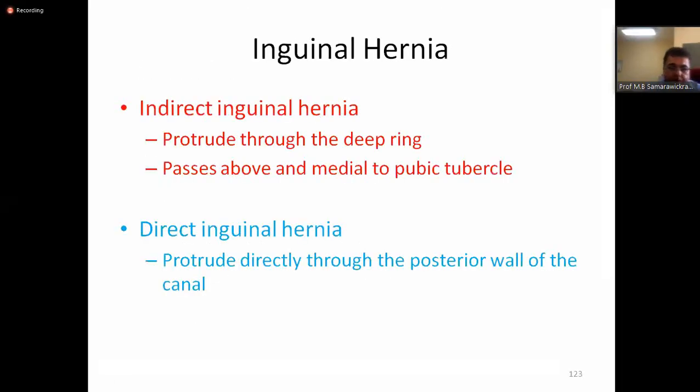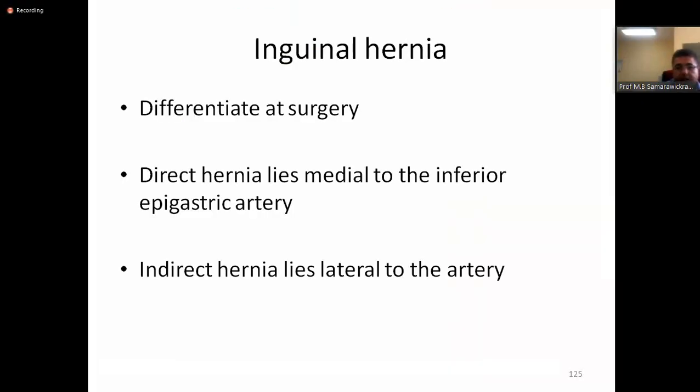Right. Inguinal hernia: I will show you the picture of inguinal hernia and the femoral hernia also. There are two types of inguinal hernia: indirect hernia protrudes through the deep ring, and direct inguinal hernia protrudes directly through the posterior wall. This sort of hernia is the largest hernia I have seen. You cannot diagnose clinically whether it is direct or indirect until you do the surgery.